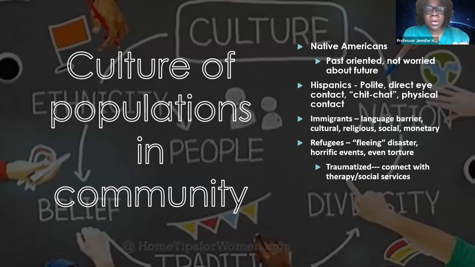But know that if you should see these on an exam, this is what's important. And then immigrants, all right? Immigrants are folks that come over to the country, and you can expect a language barrier. You can expect that their religion may be different from your own, as well as social and monetary differences. If you're working with a large immigrant population, you don't have to memorize this, but you want to have someone address all of these. If there's a language barrier, you need someone native who lives there, or a family member, that can translate, and all of these things can impact their health as well.